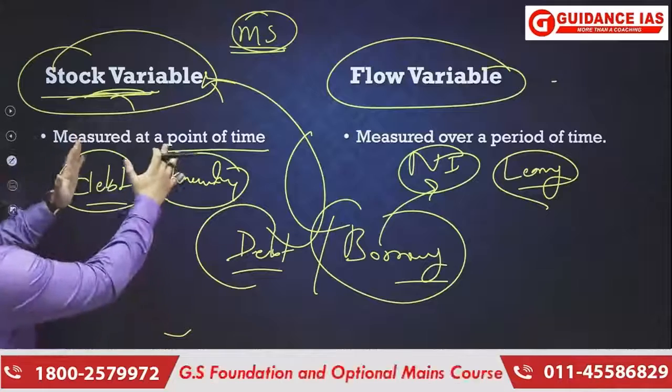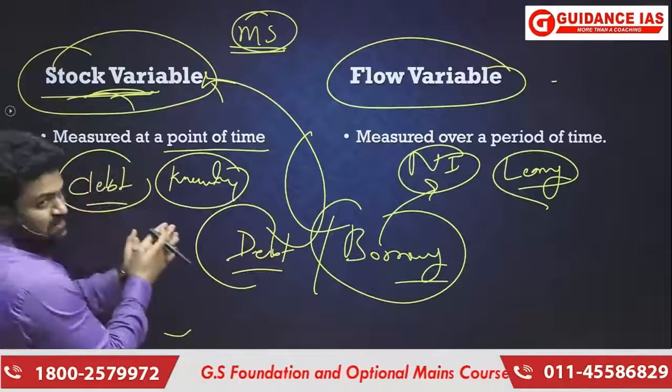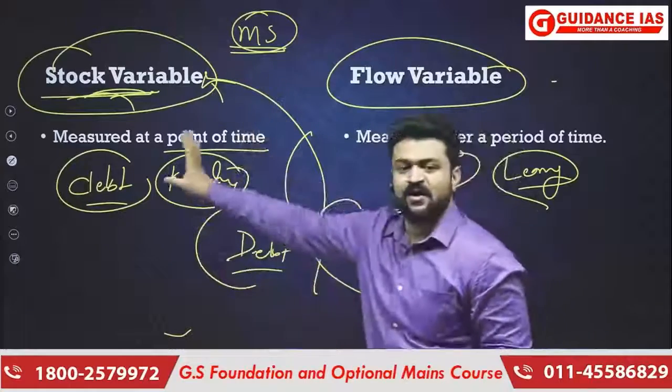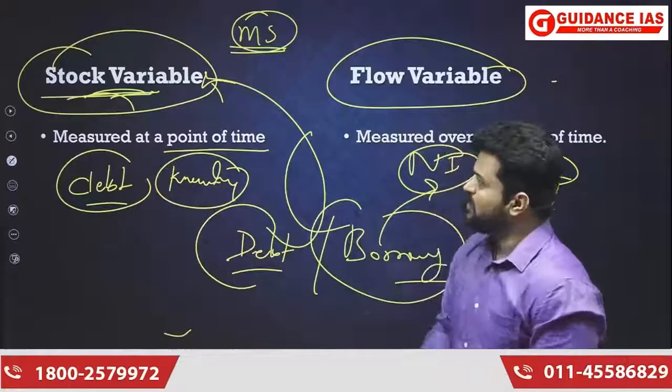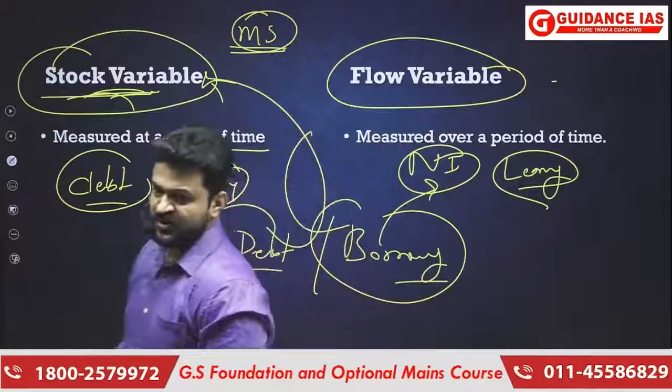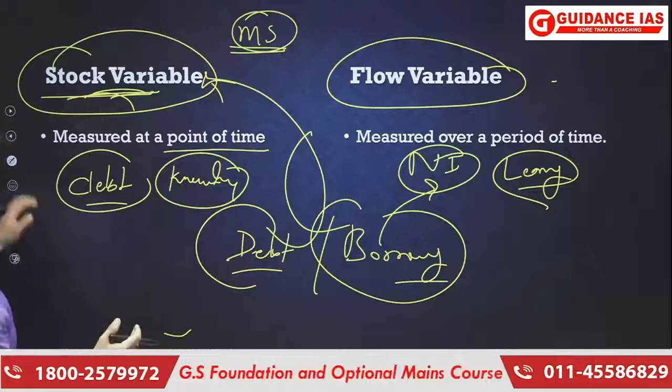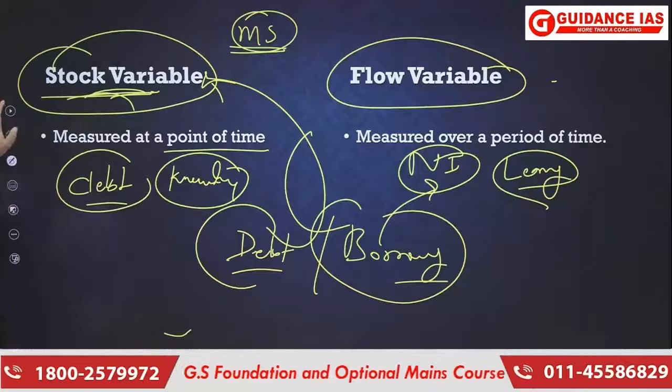So money supply, being a stock variable, can be measured at a point of time, and these measurements are provided by RBI on its website. You can go and look at the different monetary aggregates released by the apex monetary authority in your country, that is the central bank.